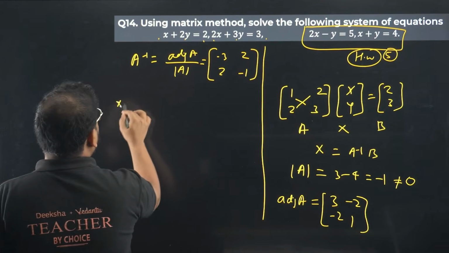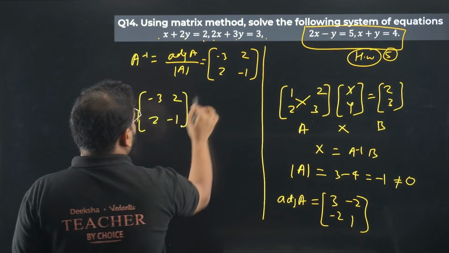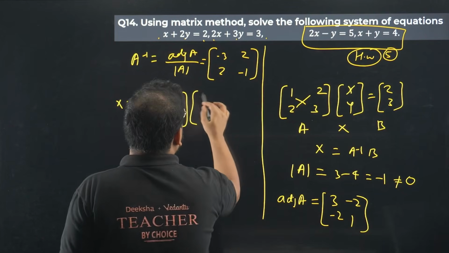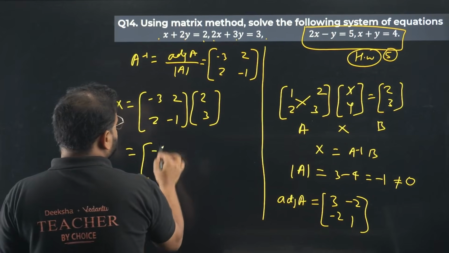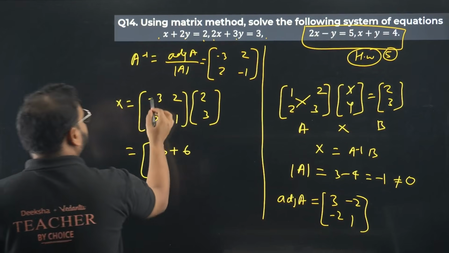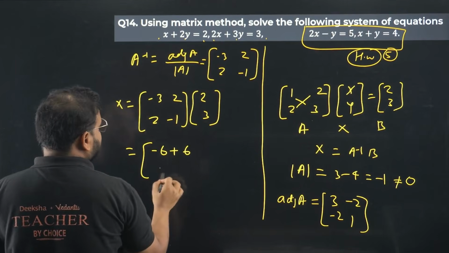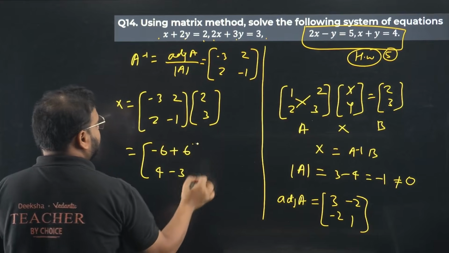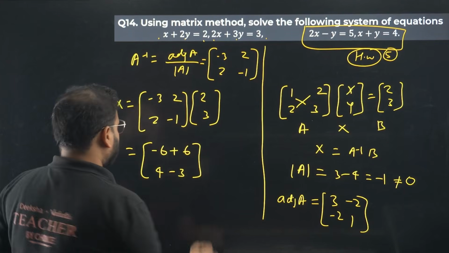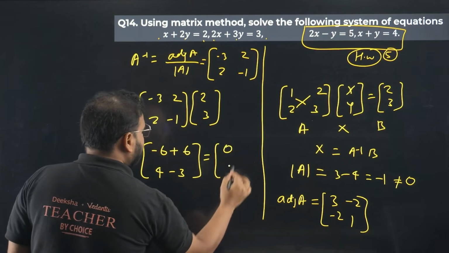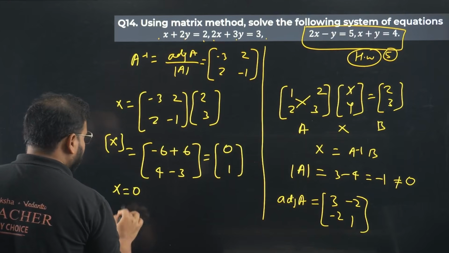I want to find the X value. Please check. We have the matrix minus 3, 2, 2, minus 1 multiplied with the constant B, 2, 3. Minus 3 into 2 is minus 6, and 2 into 3 is plus 6. First element is done. Next, 2 into 2 is 4, and minus 1 into 3 is simply minus 3. Minus 6 plus 4 minus 3, my answer is coming as 0 and 1. So this is my value for matrix X. It means my X value is 0 and my Y value is 1.